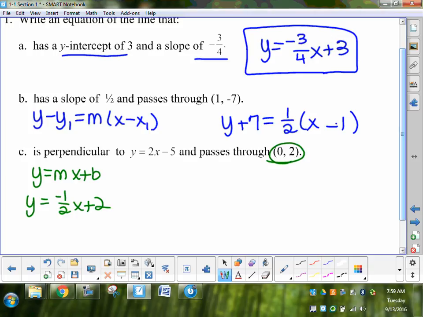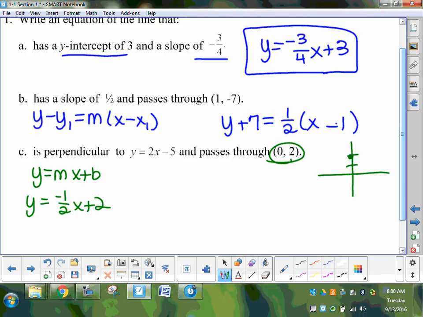Because this point here, you've got to remember from geo, if I graph this out, I've gone over 0 and up 2. That is your y-intercept. Now, there's another way that you could get to the same thing, and that's by doing y minus y1 equals m times x minus x1. You're not wrong if you do it this way.